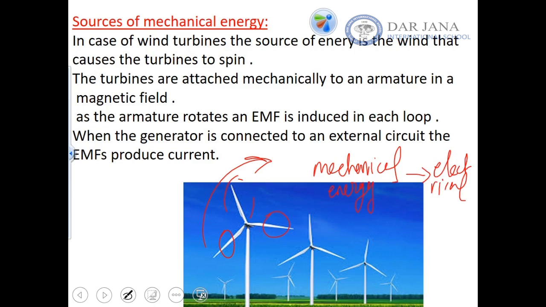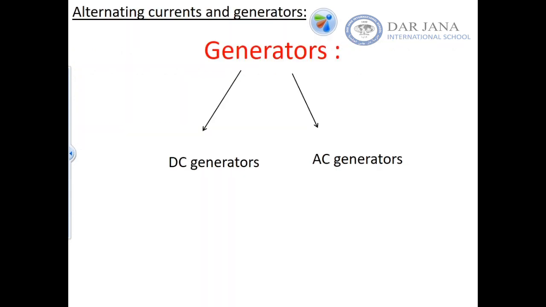The turbines are attached mechanically to an armature in the magnetic field. As the armature rotates, an electromotive force is induced in each loop. When the generator is connected to an external circuit, the electromotive force produces current. So these turbines transform the mechanical energy, or the rotation of the turbines, into electrical energy.